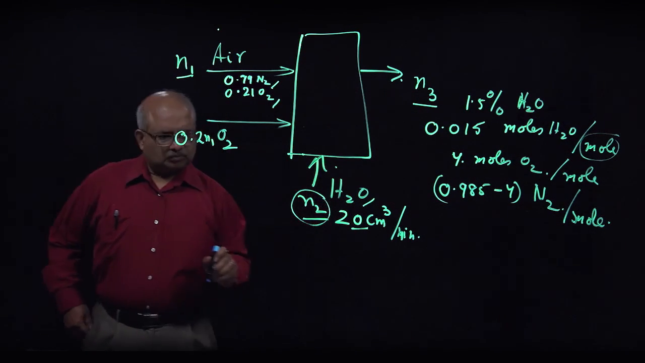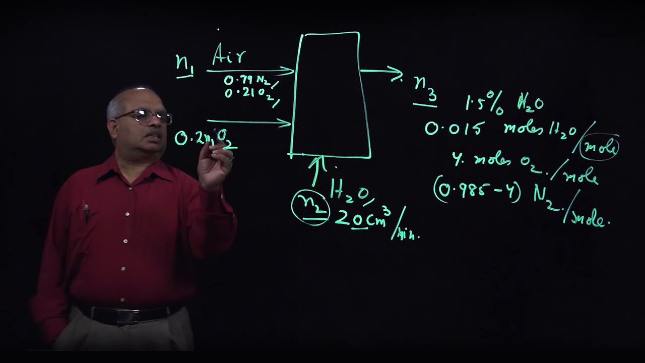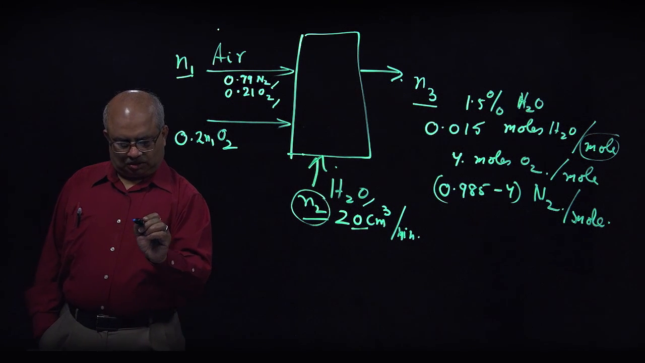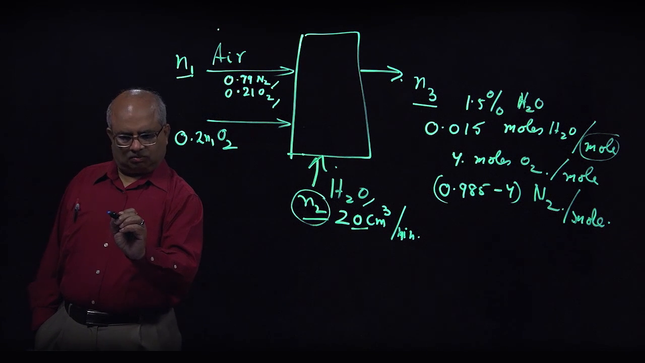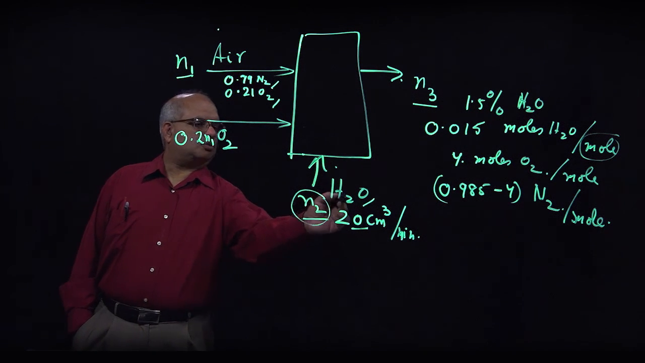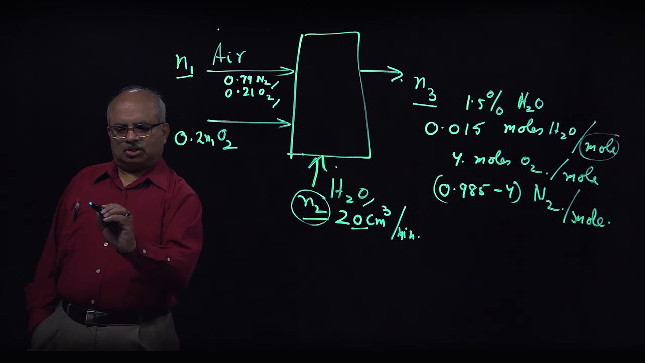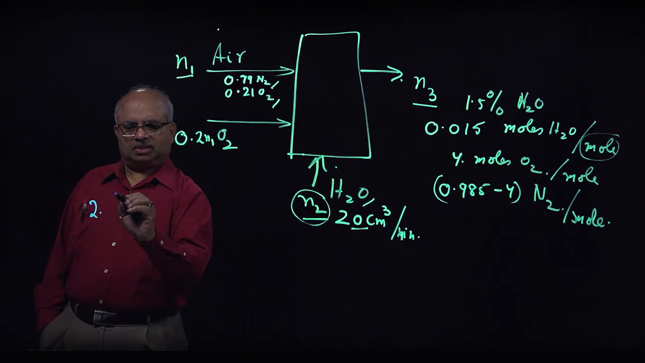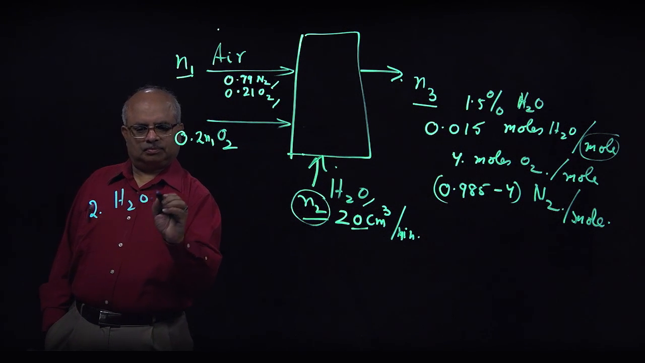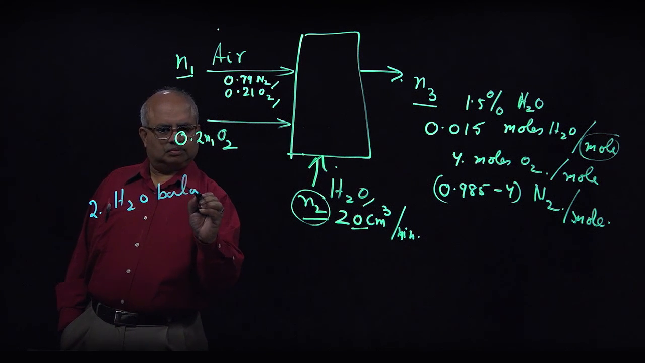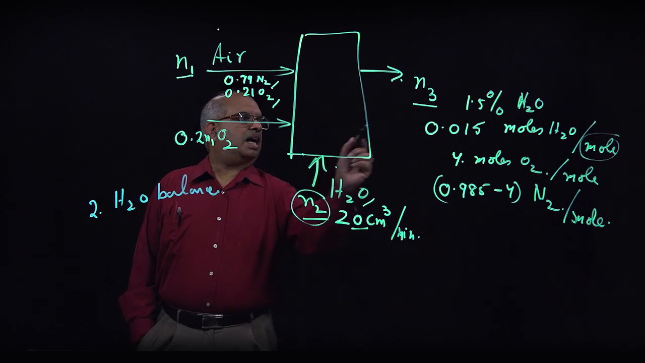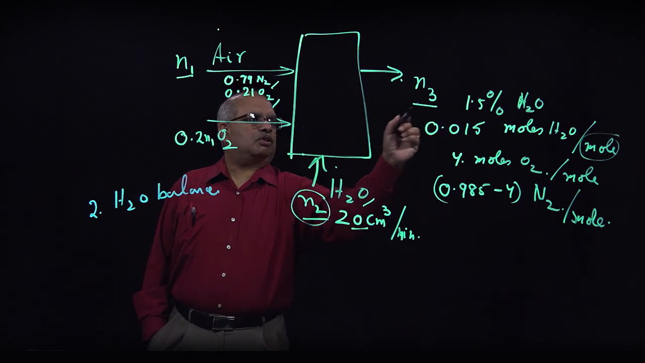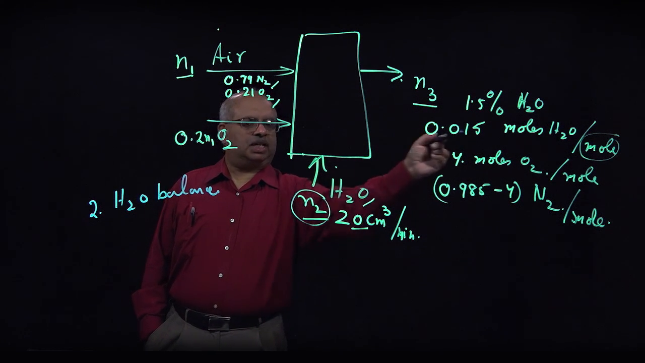So now the second step to calculate would be, we can calculate using water vapor balance. So this is another species that we can balance. So the second step would be H2O balance. Total water vapor going in will be here, and water vapor is coming out here. So if we balance the stream, whatever is going in has to come out.